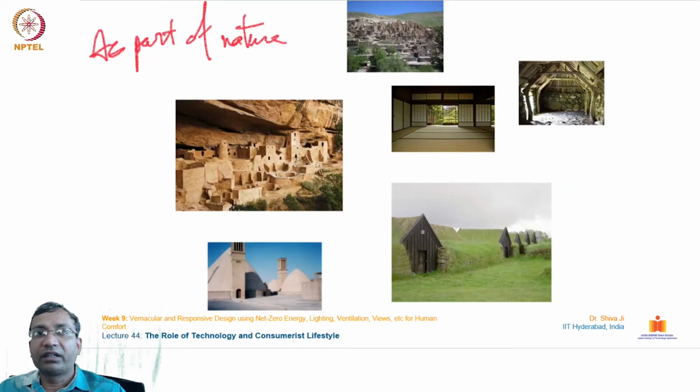We can see here some examples from different countries, like how the vernacular designs have been part of the nature itself. Okay, you can see over here this doesn't look like a man-made roof, but the natural grass surface has gone on top of these houses.